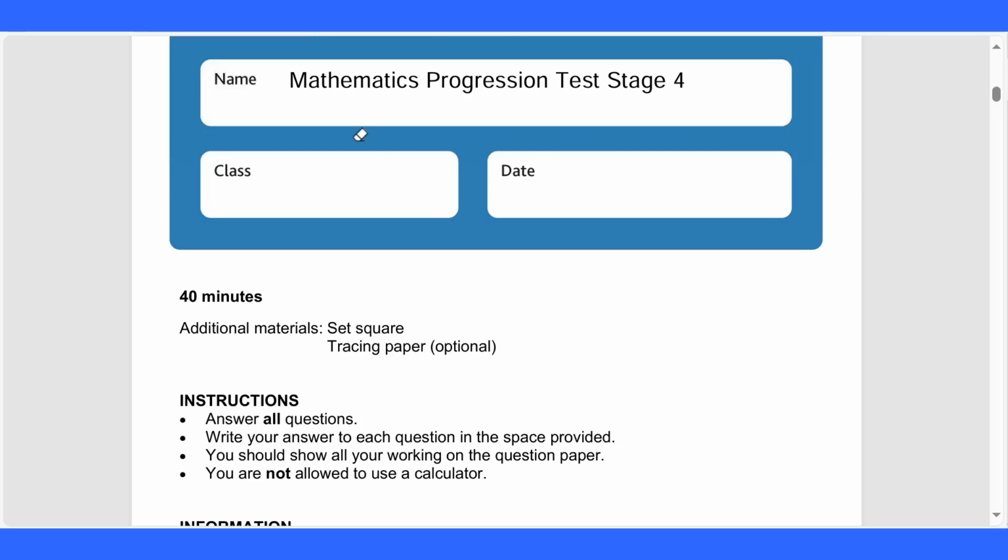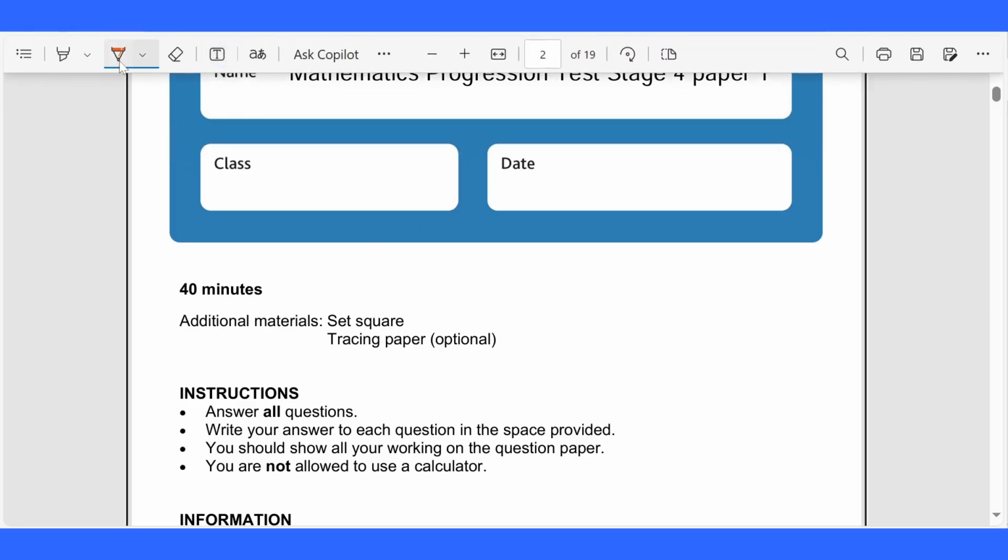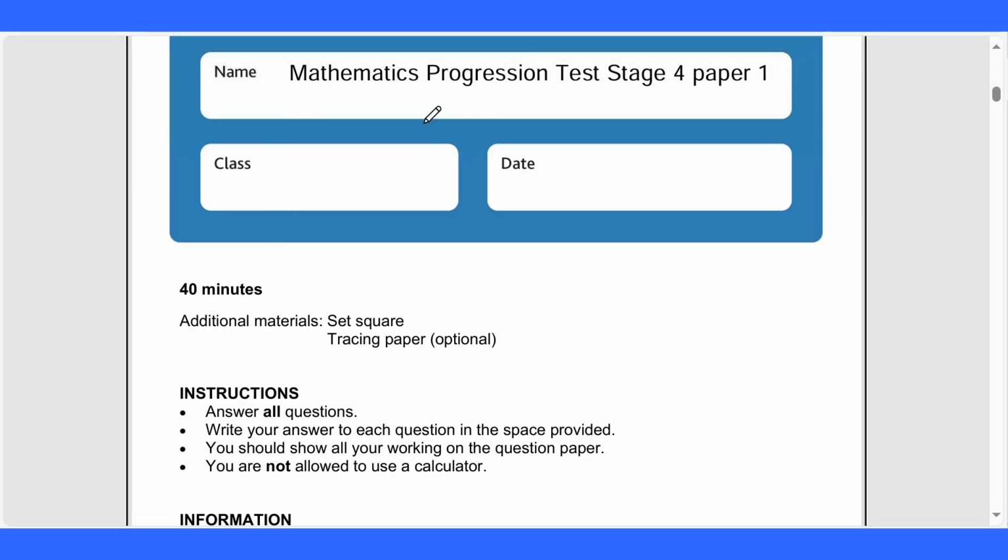Today we are going to discuss Mathematics Progression Test Stage 4. It's from paper 1, from year 2024. So the year is 2024, past paper. 40 minutes, additional materials. You can use set square and tracing paper, optional.